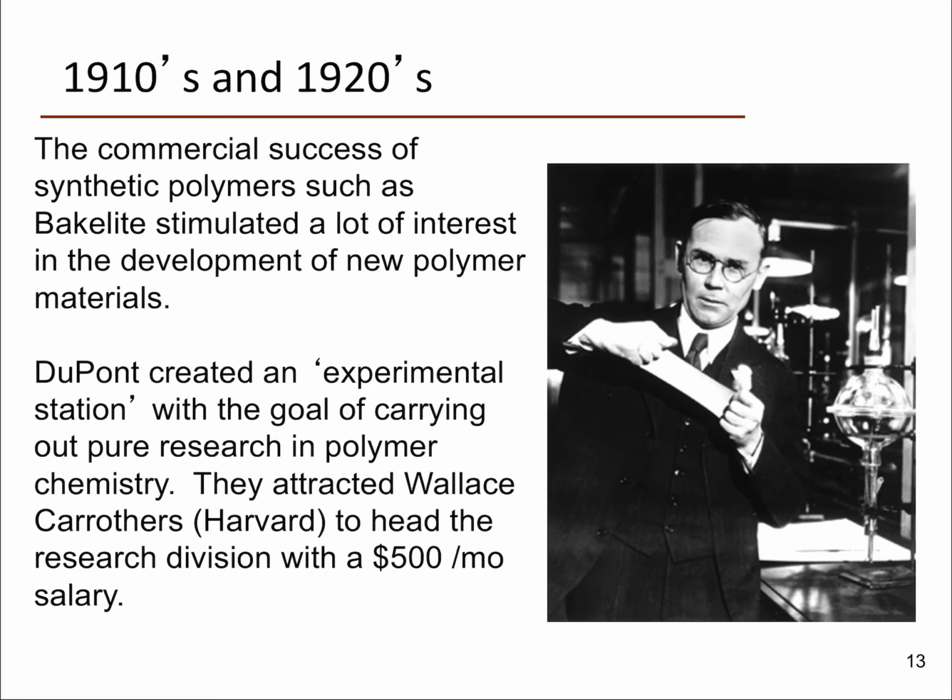DuPont, which is a very large chemical company that is still going strong, created an experimental station with basically the whole purpose of developing new types of polymers. One of the first things they needed to do was hire someone who was an expert in polymer chemistry to come work for them. And they were attracted to a Harvard scientist named Wallace Carothers. And this is a picture of him right over here.